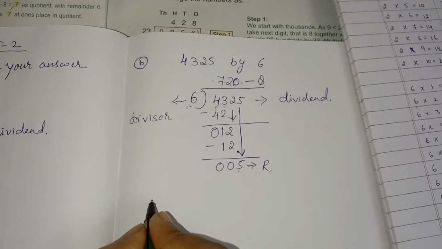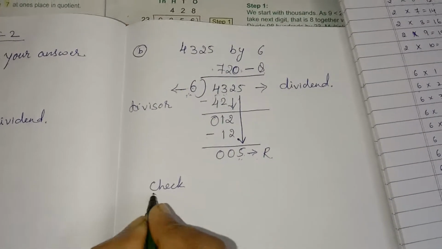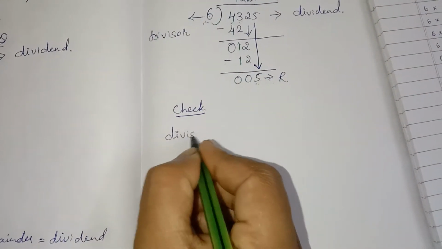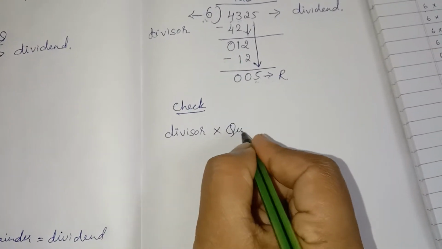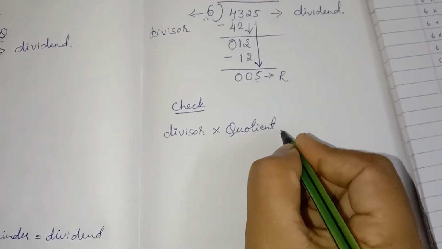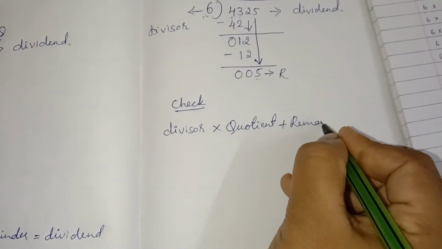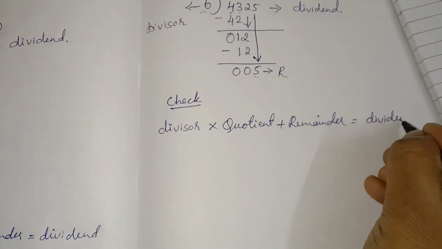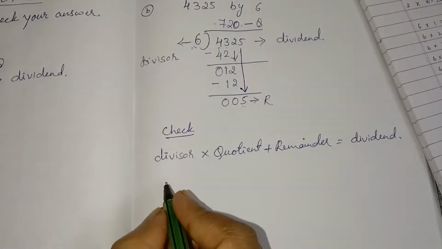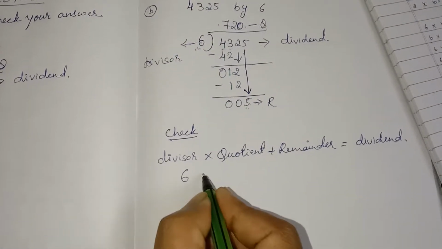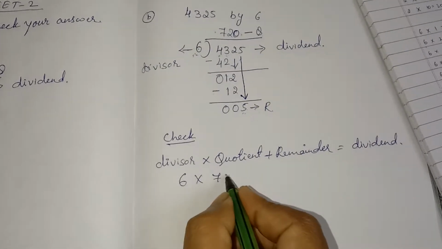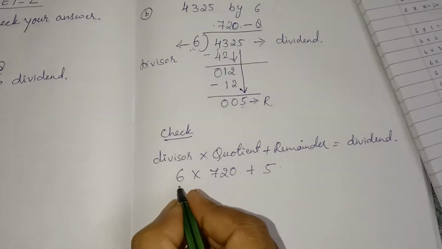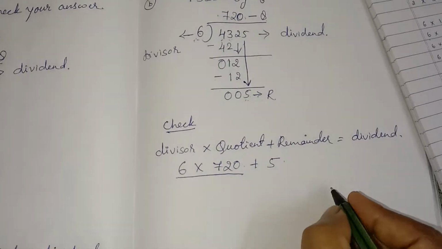Yes, now we have to check the answer. Check the answer by the relation: divisor into quotient plus remainder is equal to dividend. What is our divisor here? 6. And what is the quotient we got? 720. And 5 is the remainder. Now multiply these two first.